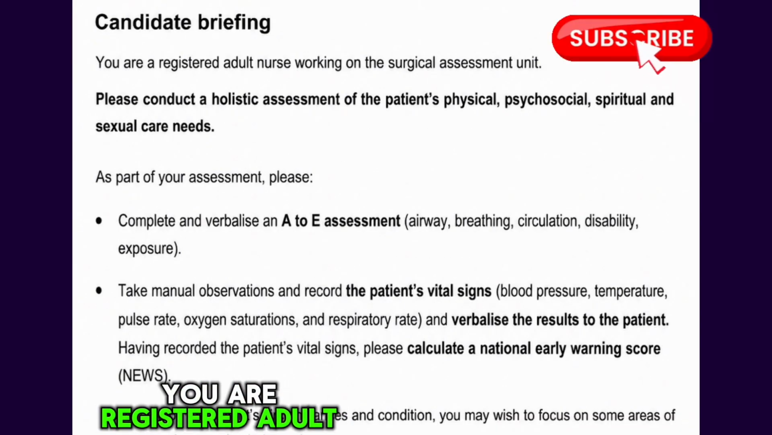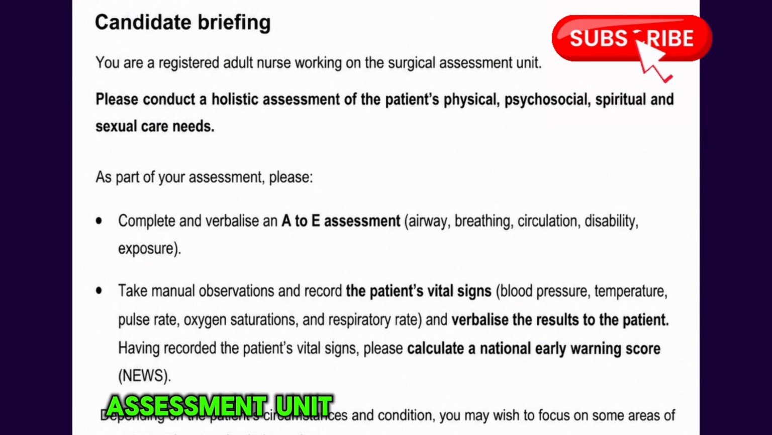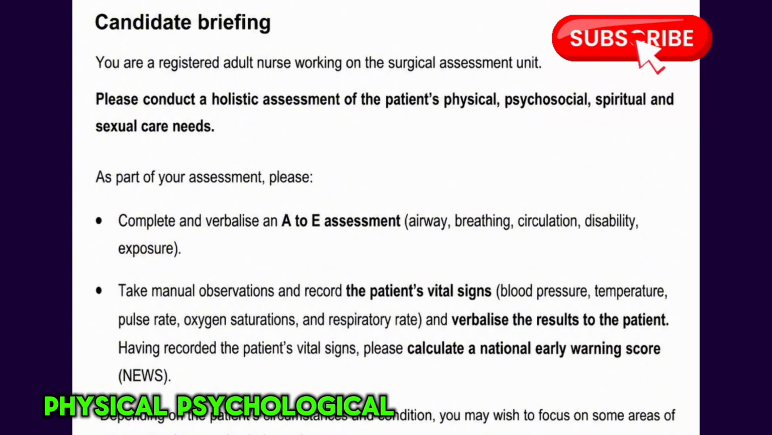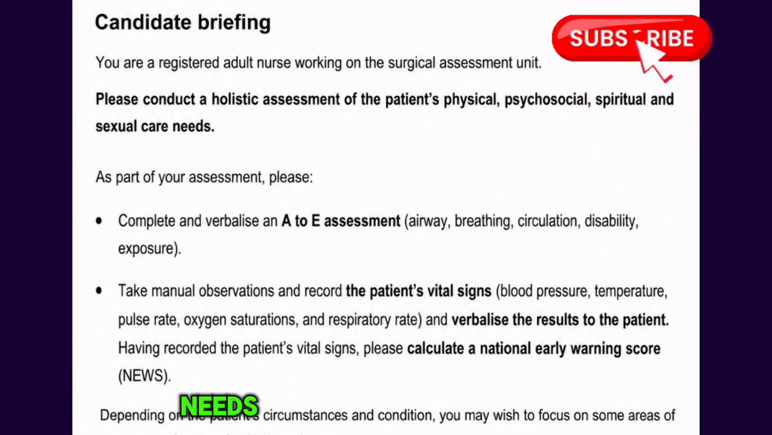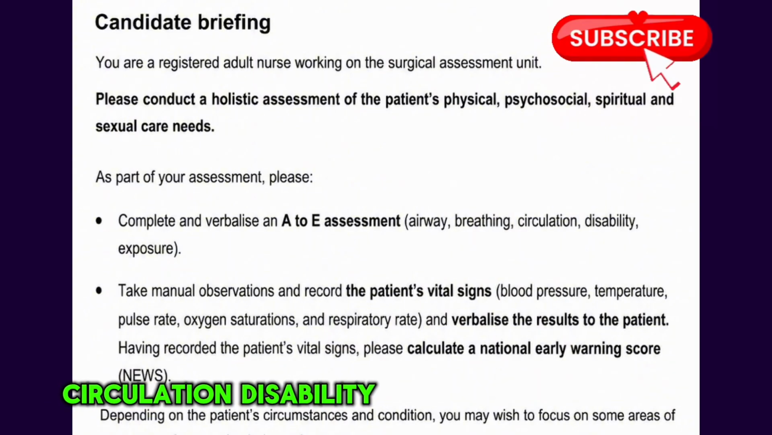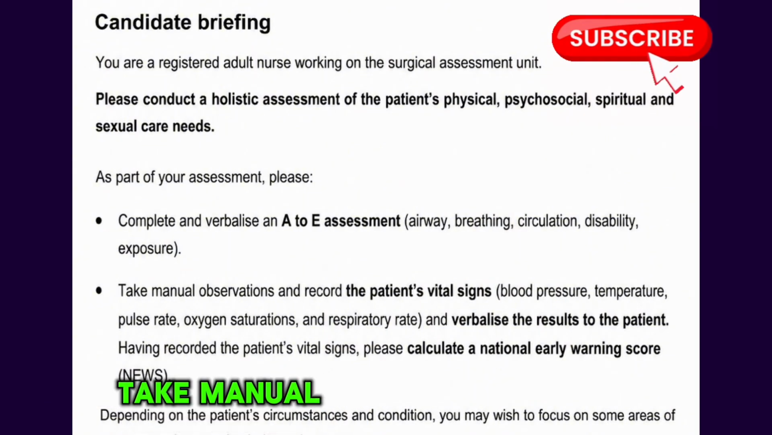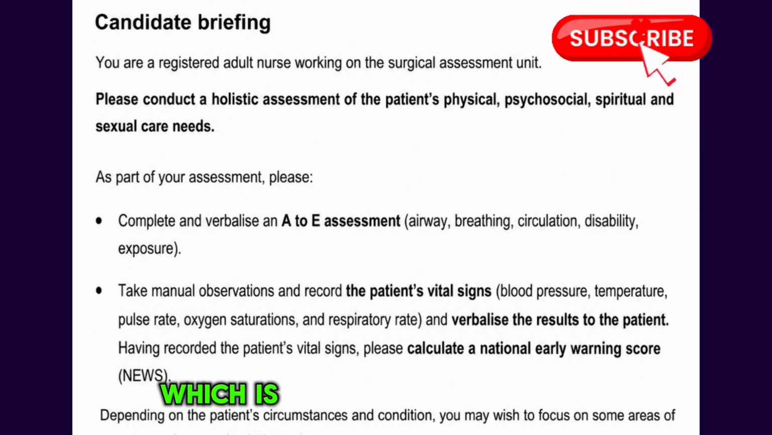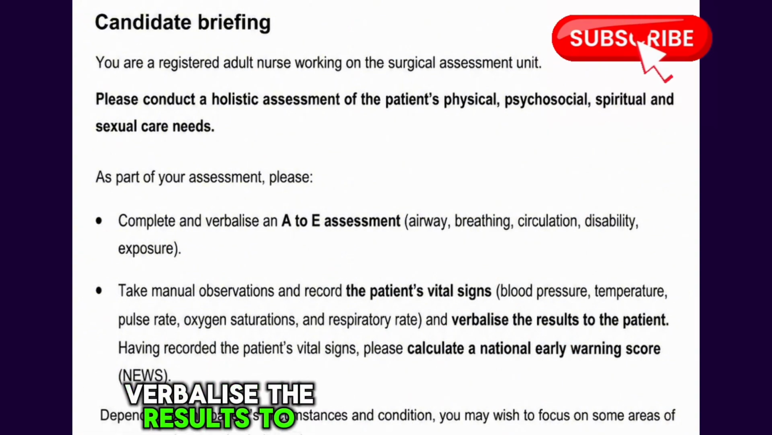You are a registered adult nurse working on the surgical assessment unit. Please conduct a holistic assessment of the patient's physical, psychological, spiritual, and sexual care needs. As part of your assessment, please complete and verbalize an A to E assessment, which is airway, breathing, circulation, disability, exposure. Take manual observation and record the patient's vital signs, which is blood pressure, temperature, pulse rate, oxygen saturation, and respiratory rate. Verbalize the results to the patient.